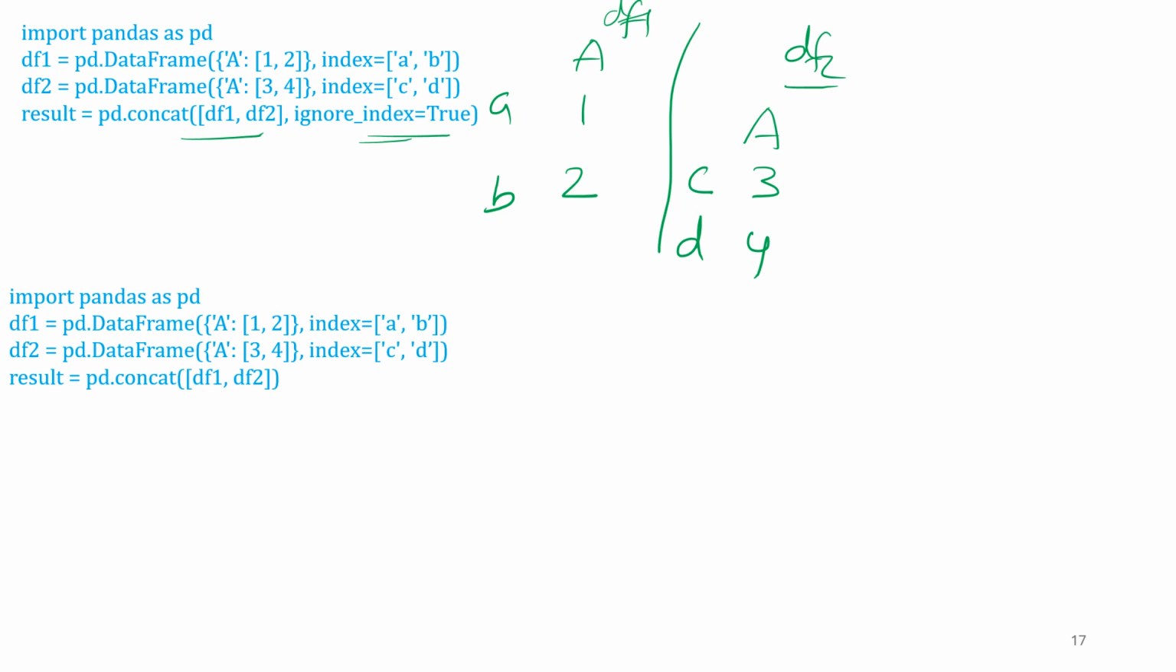So you should not take A, B, C, D. So the output is 1, 2, 3, 4. So this is after merging, which means ignore index has to be true, so the index A, B, C, D should not be entered.